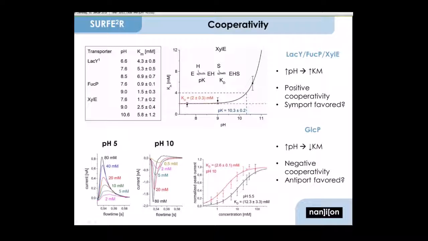Interestingly, in GLCP, the loosely coupled transporter, we observed the opposite. The protonated transporter has a lower sugar affinity than the deprotonated transporter. This is a property of an antiport and may be an indication that antiport is favored in GLCP.